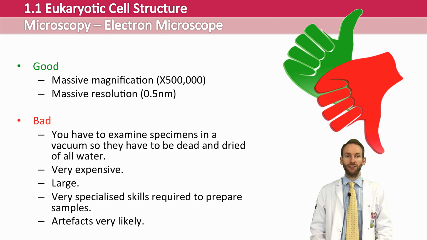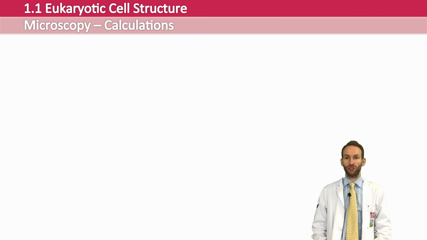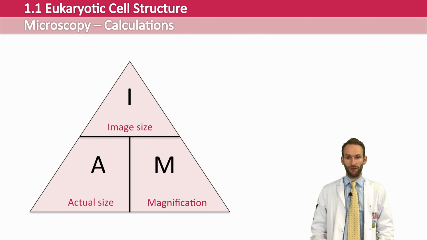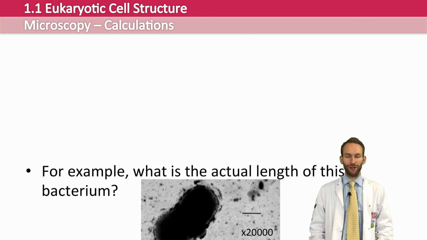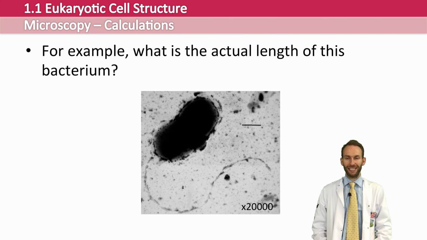Now, you must be able to calculate the magnification or actual size from a micrograph. A micrograph is the name of a picture that has been generated through a microscope. To do this, you're going to use the I am triangle. I stands for image size, A for actual size, and M for magnification. So here's an example for you. Here's a bacterium which is being viewed at 20,000 times magnification, and we want to work out the actual length.